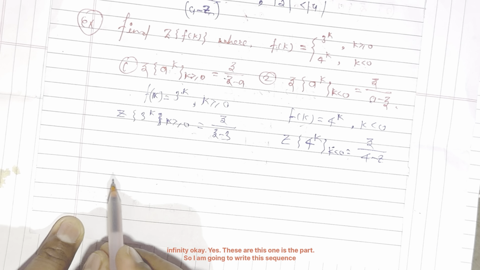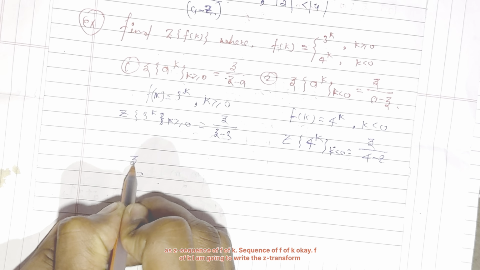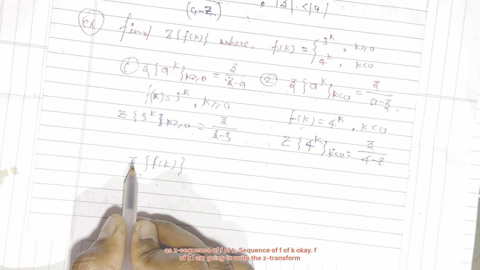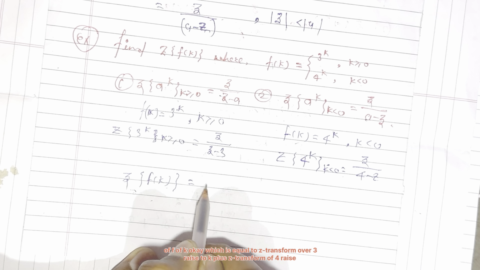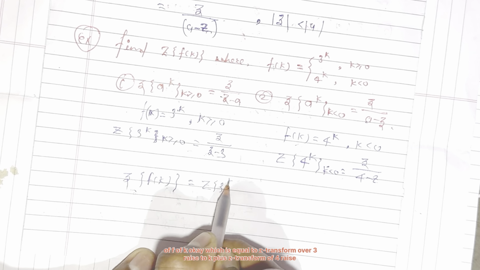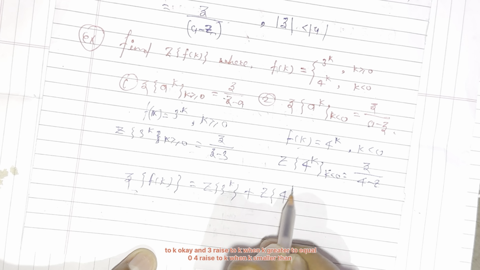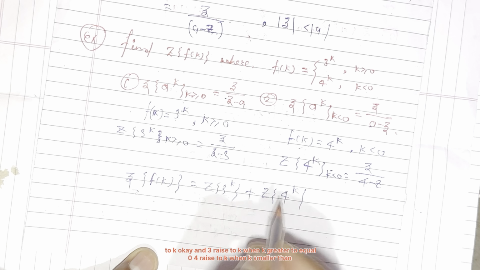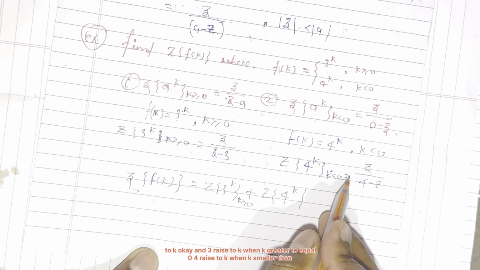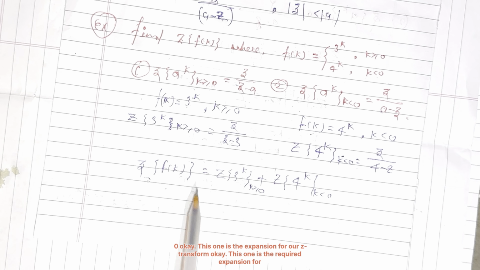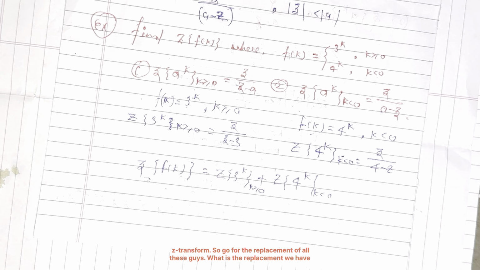So I'm going to write the Z transform of f of k, which is equal to the Z transform of 3 raised to k plus the Z transform of 4 raised to k, where 3 raised to k is for k greater than or equal to 0 and 4 raised to k is for k smaller than 0. This is the required expansion for the Z transform.